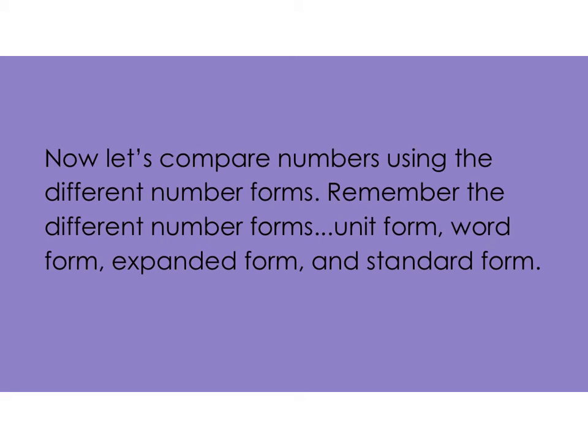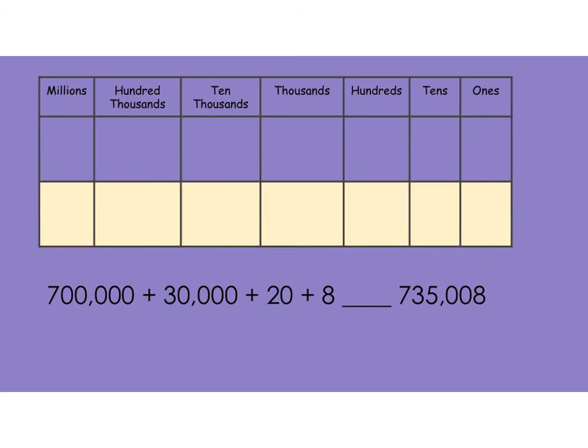Okay, sometimes we're going to need to compare numbers using the different types of number forms. So let's think about the different types of number forms. Remember, the different number forms are unit form, where we have the number and then the unit. Word form is how we say the number in words. Expanded form is where we take each place value and expand it out. And the last one is standard form, which is just the actual number. So let's practice one. The first one is written in, that's right, expanded form. The second number is written in, that's right, standard form.